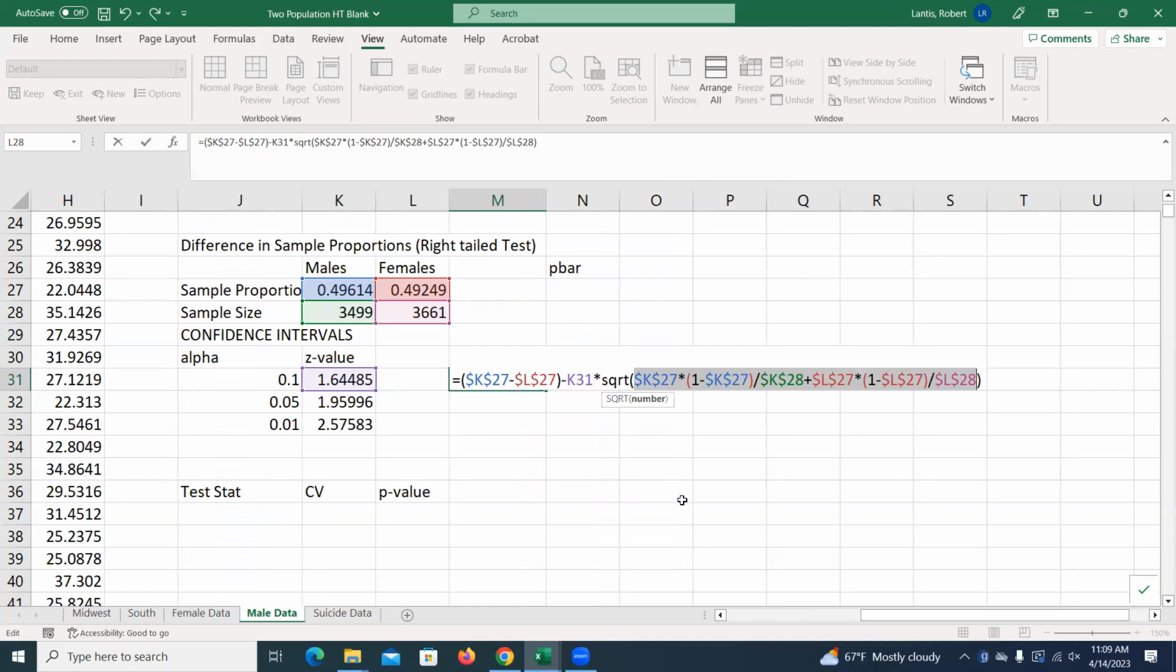Now, because I'm in this cell, I'm just going to do this right now to save some time. If I've got all of this, what's true about this equation? For my lower bound, what's the only thing that changes if I want to get my upper bound?